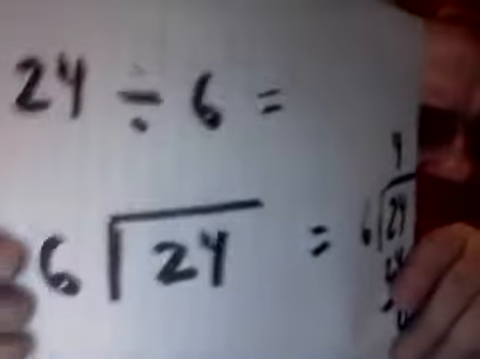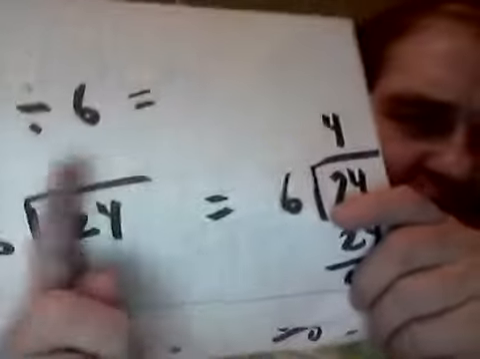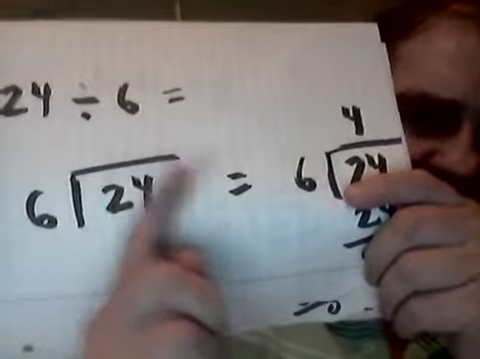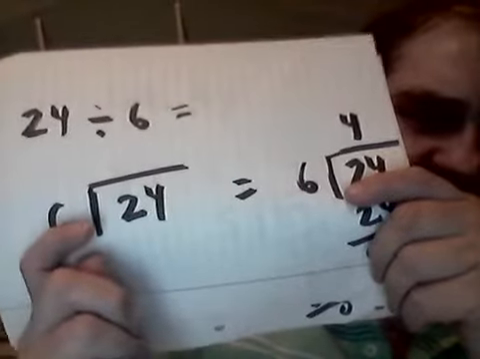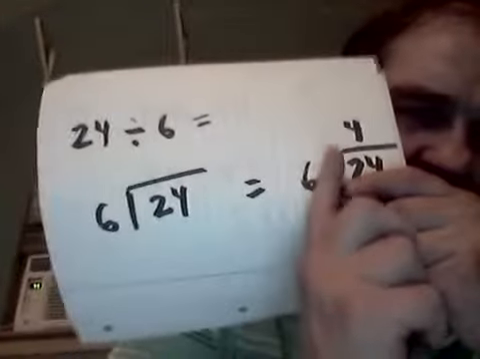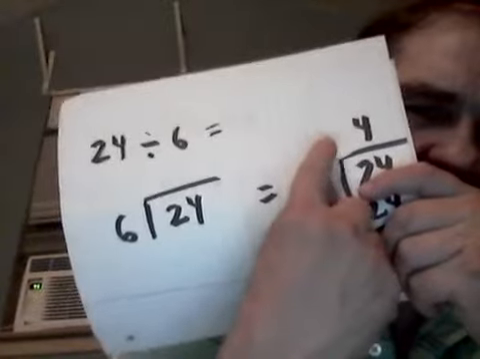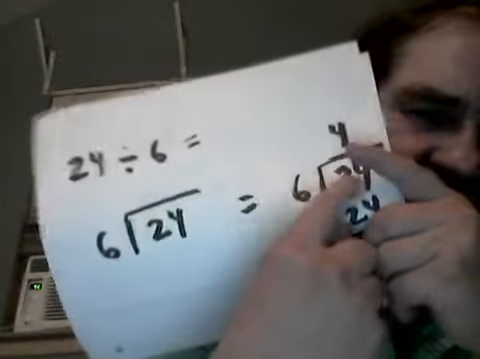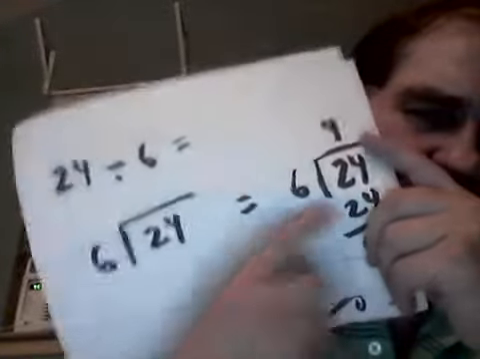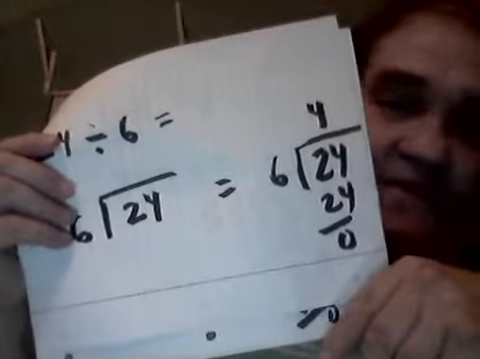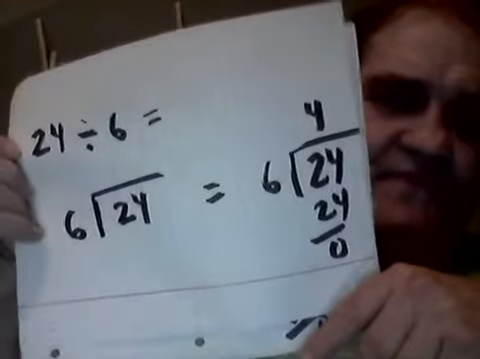Let's try 24 divided by 6. 24 divided by 6. Put that house up. You notice I put a little straighter house this time, right? You see that straight there and straight down here? We got 24 divided by 6. So what happens? What number times 6 gives you 24? Well, let's try 4. 4 times 6 gives you what? 24. 24 minus 24 is 0. There's your answer. 24 divided by 6 is 4.